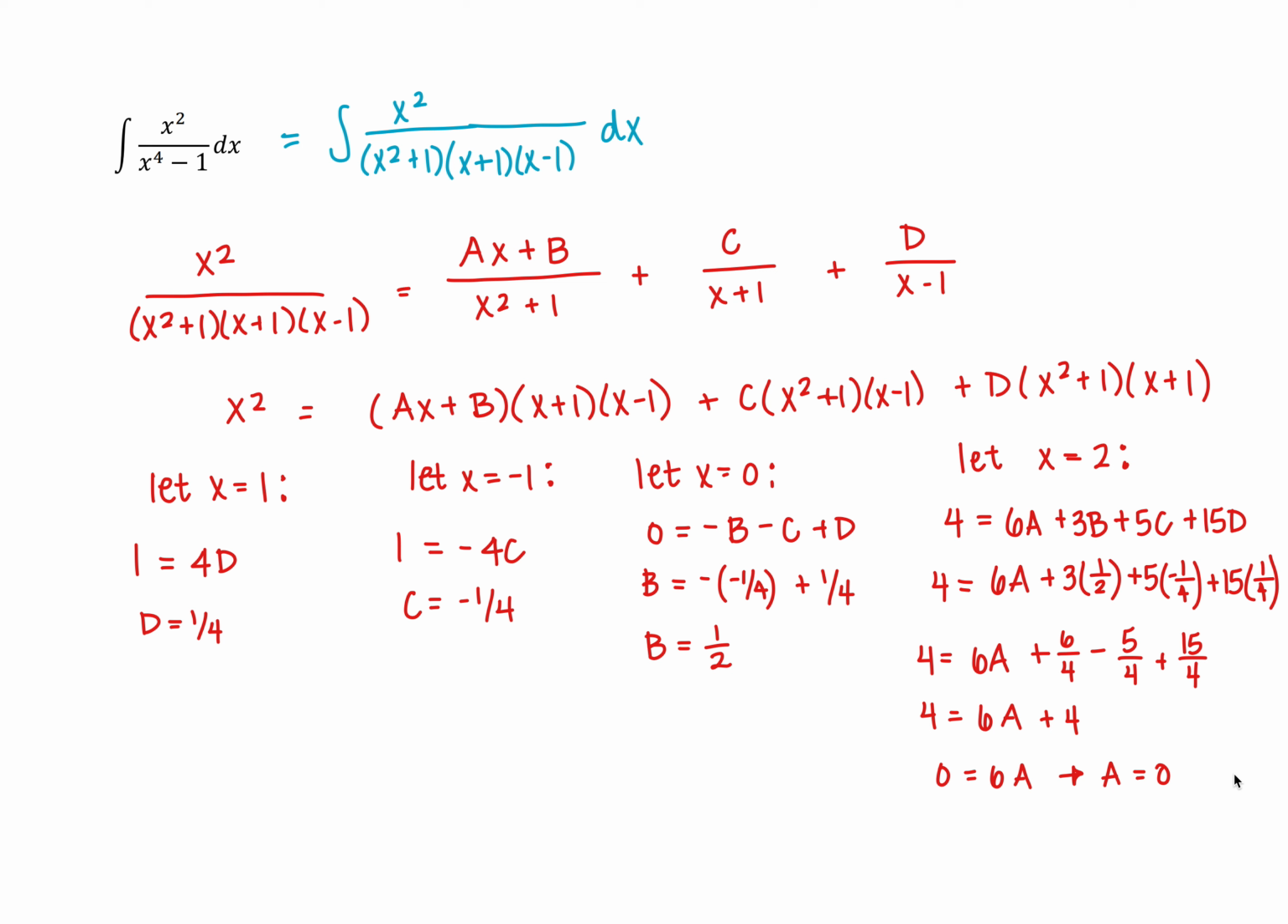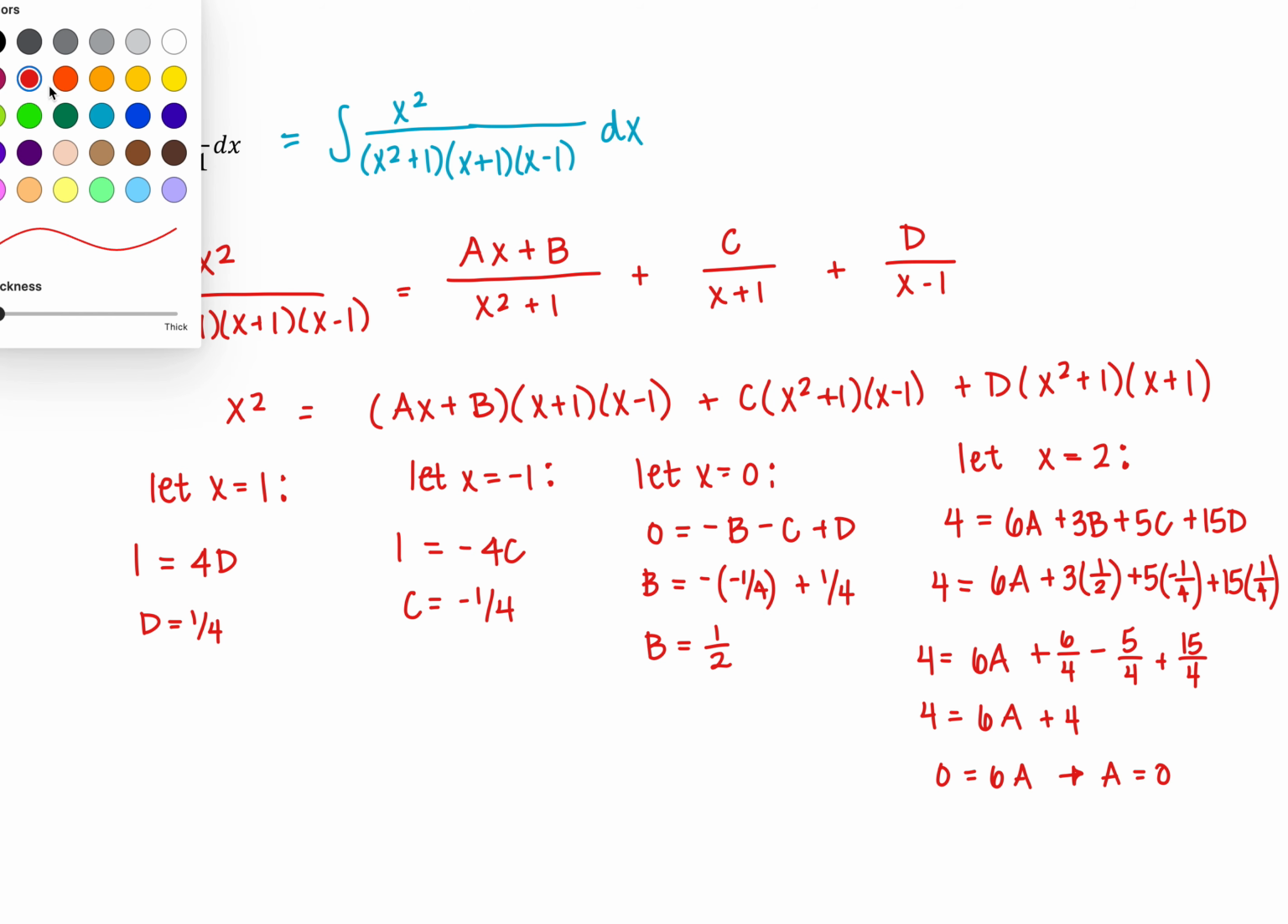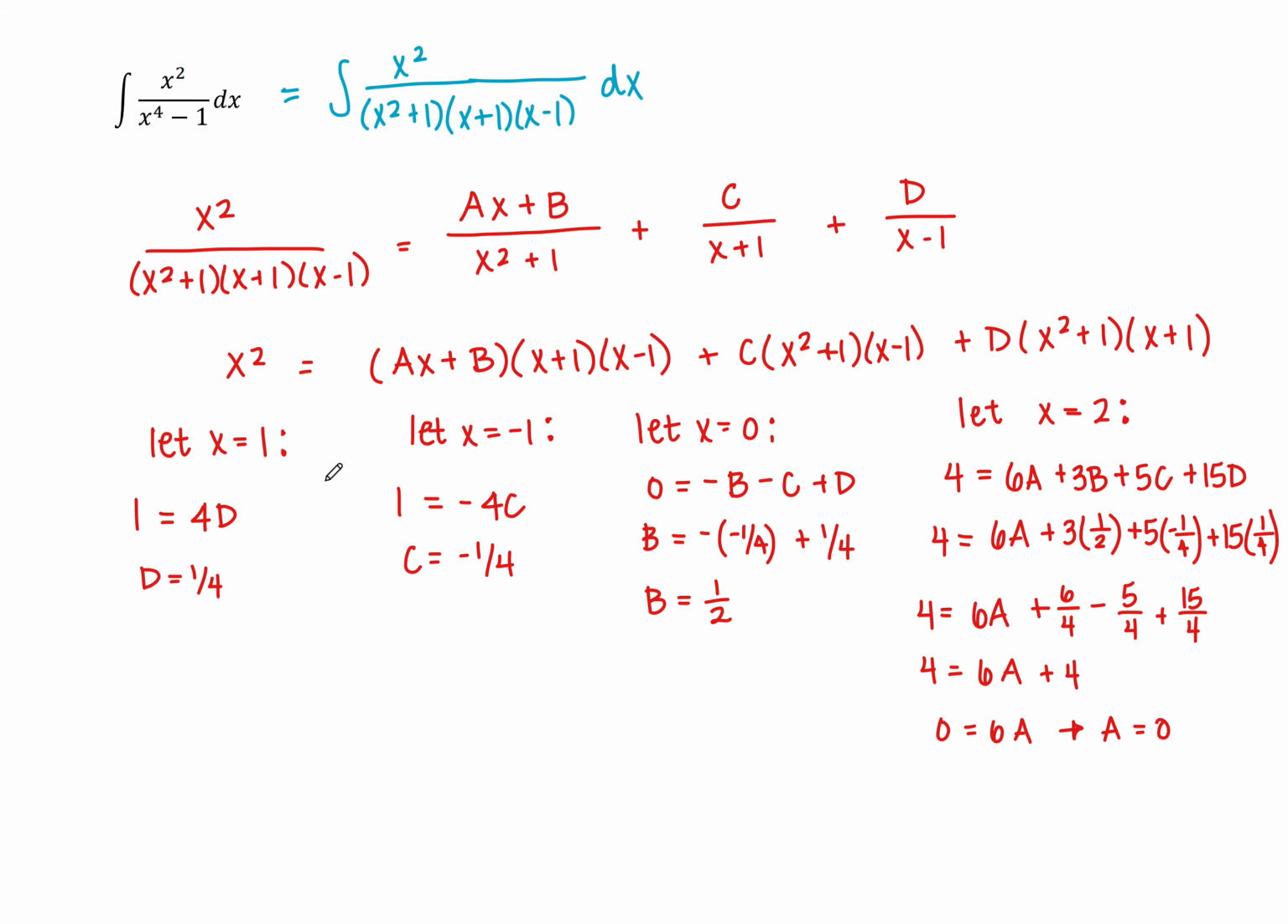So now I have values for a and b and c and d. So I can go ahead and write my x squared over that big denominator as a series of these partial fractions. And we've done the hard part. That actually was the hardest part of this problem, and we finished it.